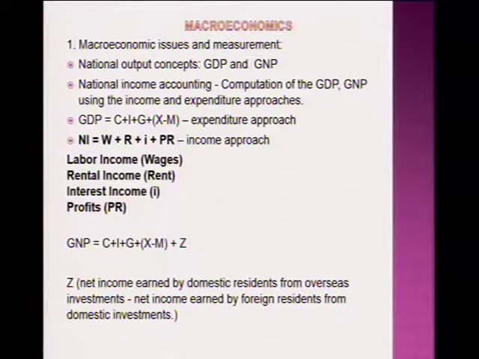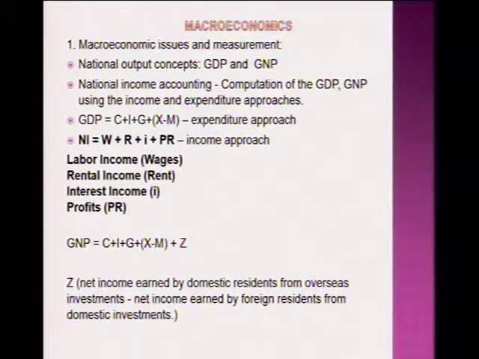Given data, and you're asked to compute the GDP of a country using the expenditure approach, this is what you're going to do. You add up all the consumption, you add up all the investment, you add up government expenditure, and you add the difference between exports and imports, which is the net exports. That's what gives you the GDP via the expenditure approach.